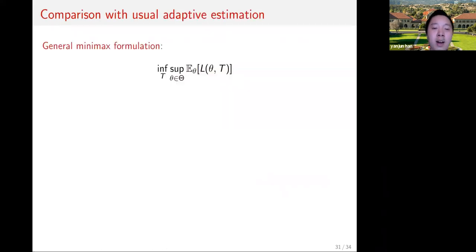We will also compare our adaptive minimax risk with the traditional adaptive estimation appearing in the statistics literature. So basically, let's first recall what a general minimax formulation is in statistical decision theory. In statistical decision theory, we have an unknown parameter set theta and also a loss function L. And the minimax estimator aims to find an estimator T to minimize the worst-case expected loss incurred by that estimator T.